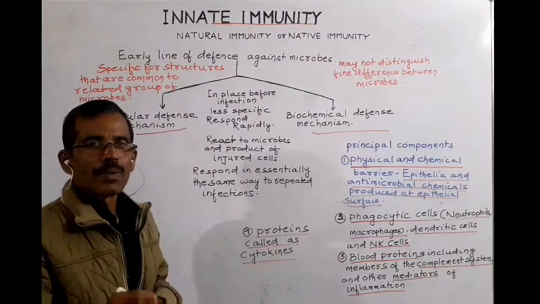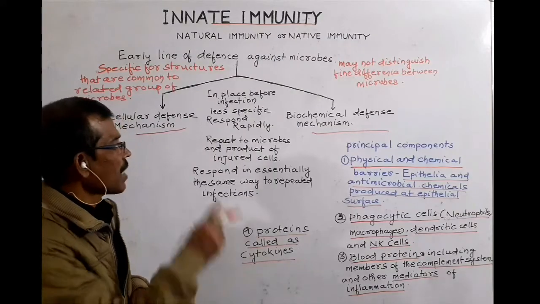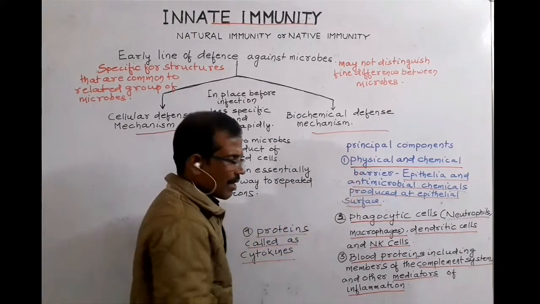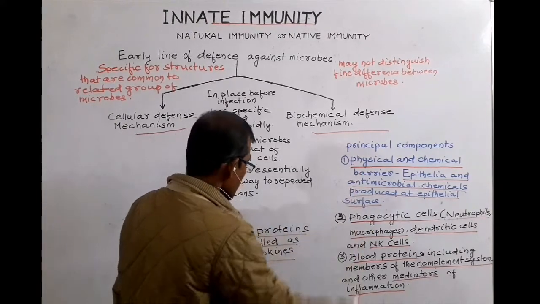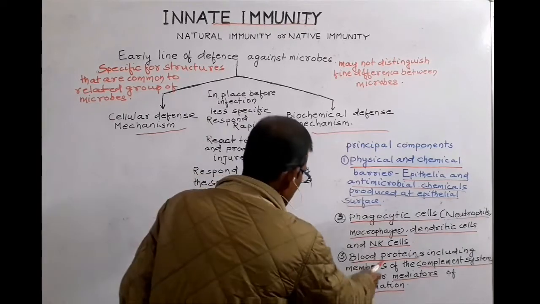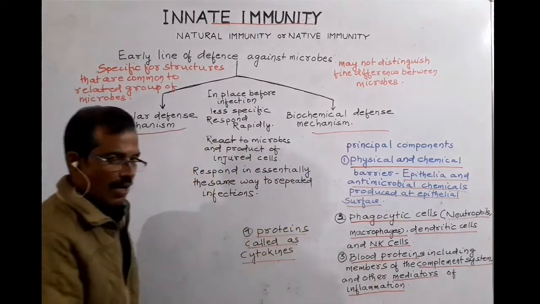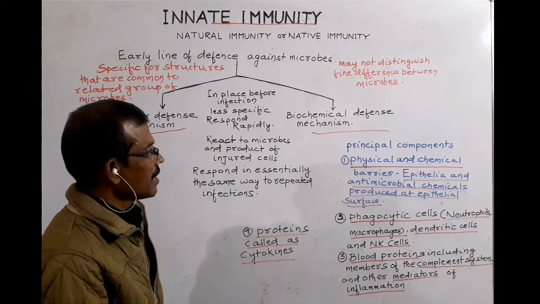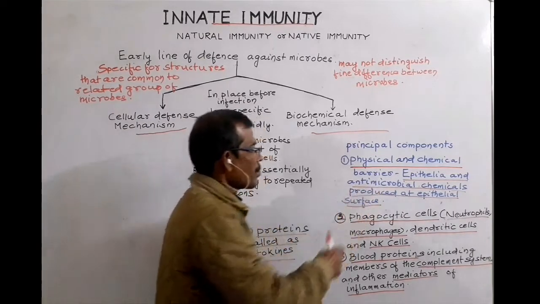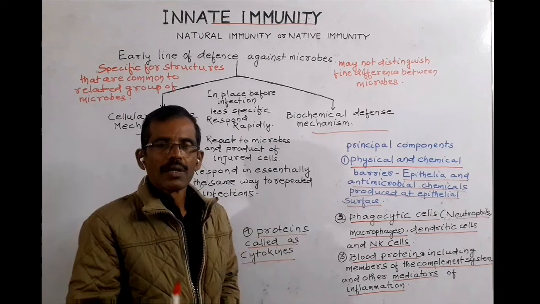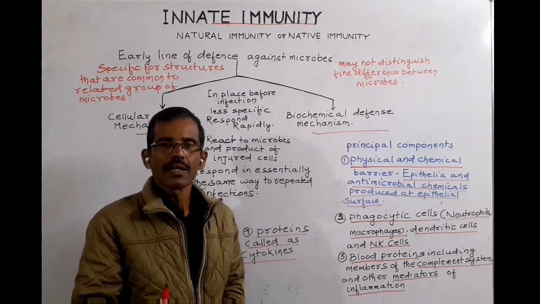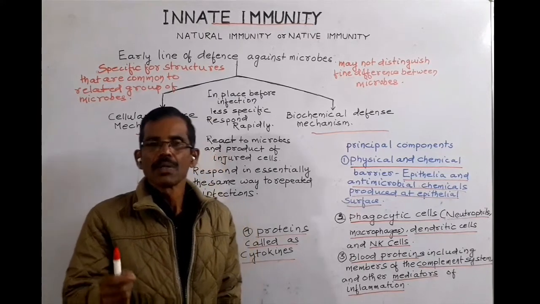The principal components of the innate immunity are physical and chemical barriers, phagocytic cells, blood proteins, and proteins called cytokines. The first component is physical and chemical barriers. It includes epithelia and antimicrobial chemicals that are produced at the epithelial surface.